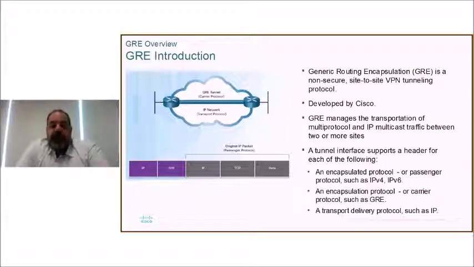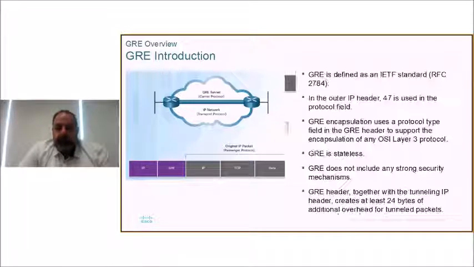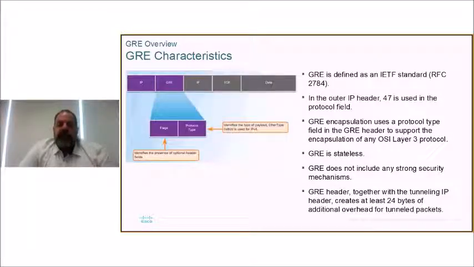It was developed by Cisco. It manages the transportation of multi-protocol and IP multicast traffic between two or more sites. The tunnel interface supports a header for each of the following: the encapsulated protocol or passenger protocol, an encapsulation protocol or carrier protocol, which is GRE, and a transport delivery protocol such as IP. It's defined by IETF standard RFC 2784, so it might have been developed by Cisco, but it's standardized now.